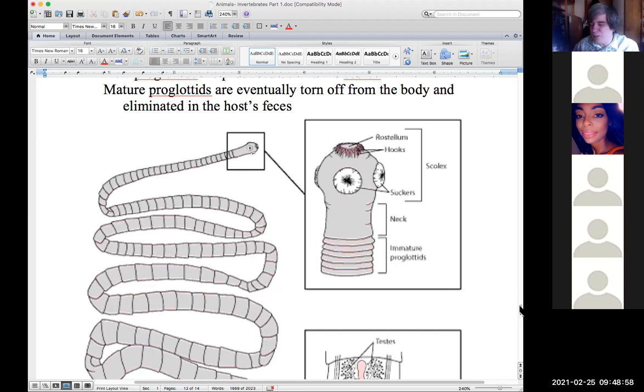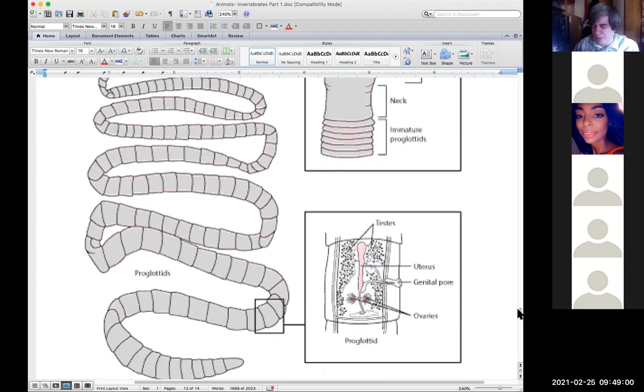Now, what's in these proglottids? Not much. Proglottids contain reproductive organs. They contain ovaries and testes. If you're a tapeworm and you get in Mr. Griffith's small intestine, the odds of finding Mr. Right or Ms. Right, depending on your gender, would be pretty slim. So the way that tapeworms avoid this is tapeworms have both male reproductive organs and female reproductive organs.